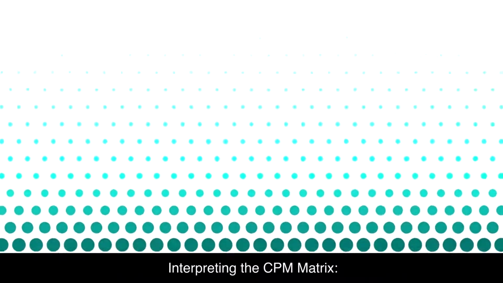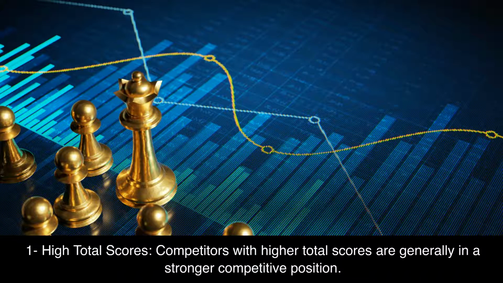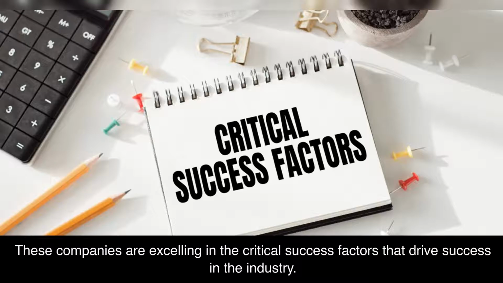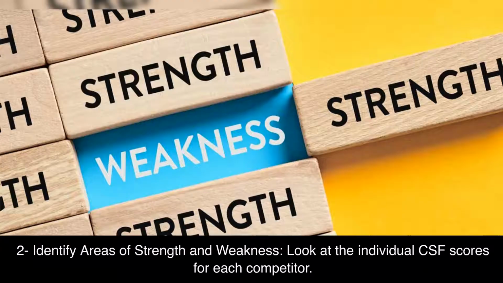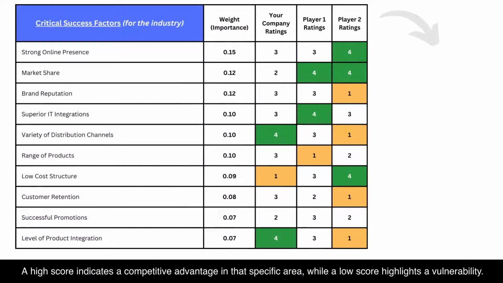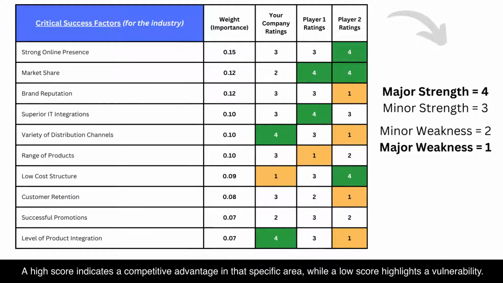Interpreting the CPM matrix. 1. High total scores. Competitors with higher total scores are generally in a stronger competitive position. These companies are excelling in the critical success factors that drive success in the industry. 2. Identify areas of strength and weakness. Look at the individual CSF scores for each competitor. A high score indicates a competitive advantage in that specific area, while a low score highlights a vulnerability.